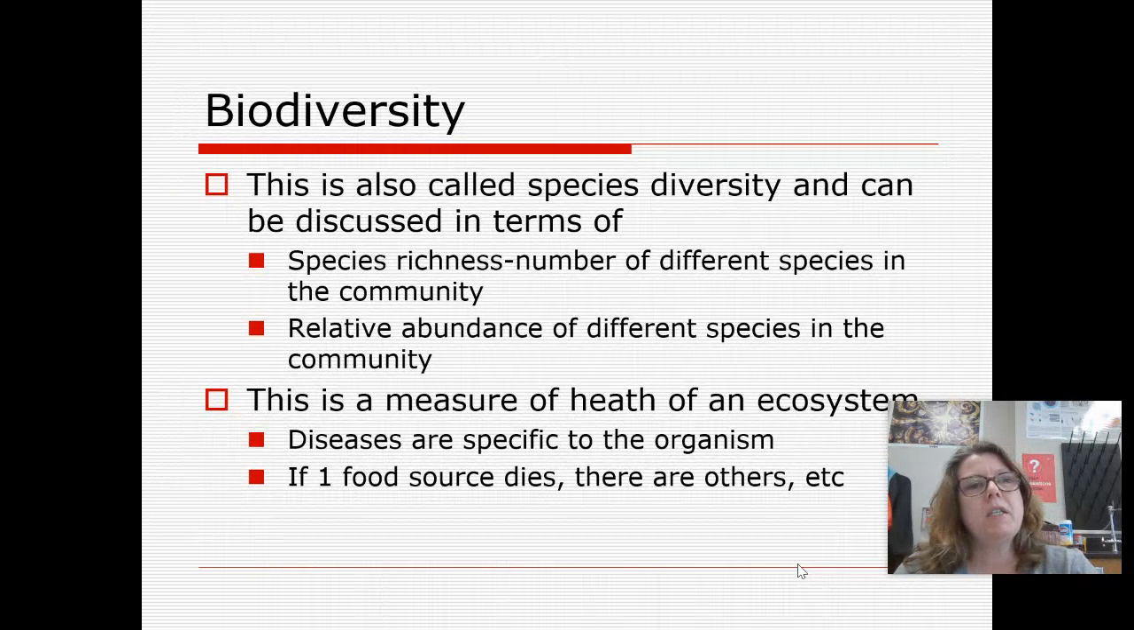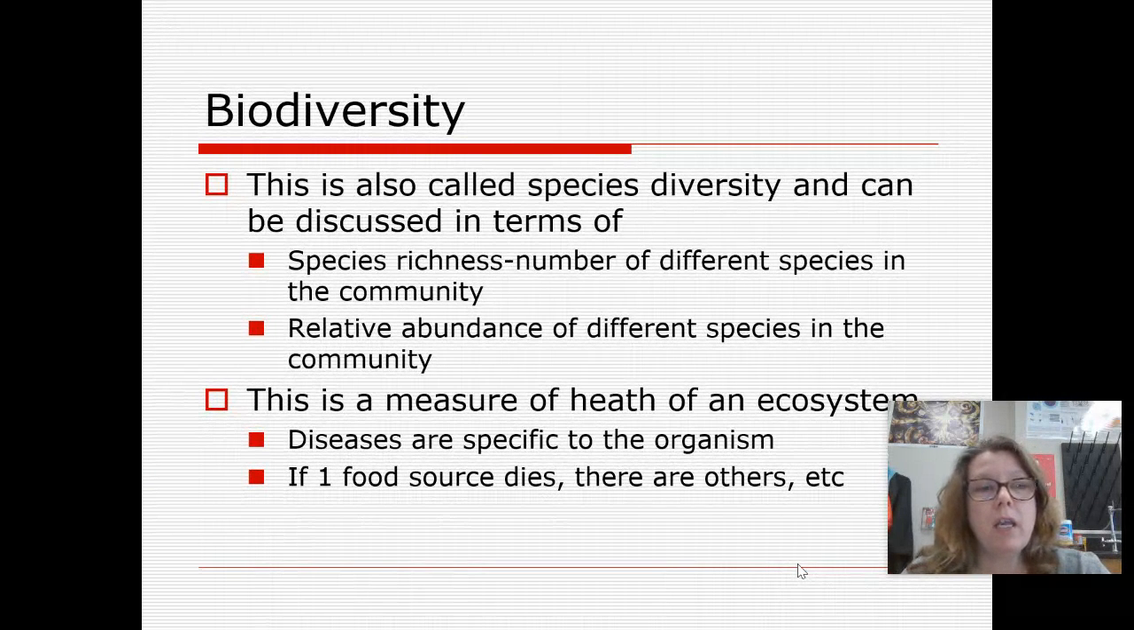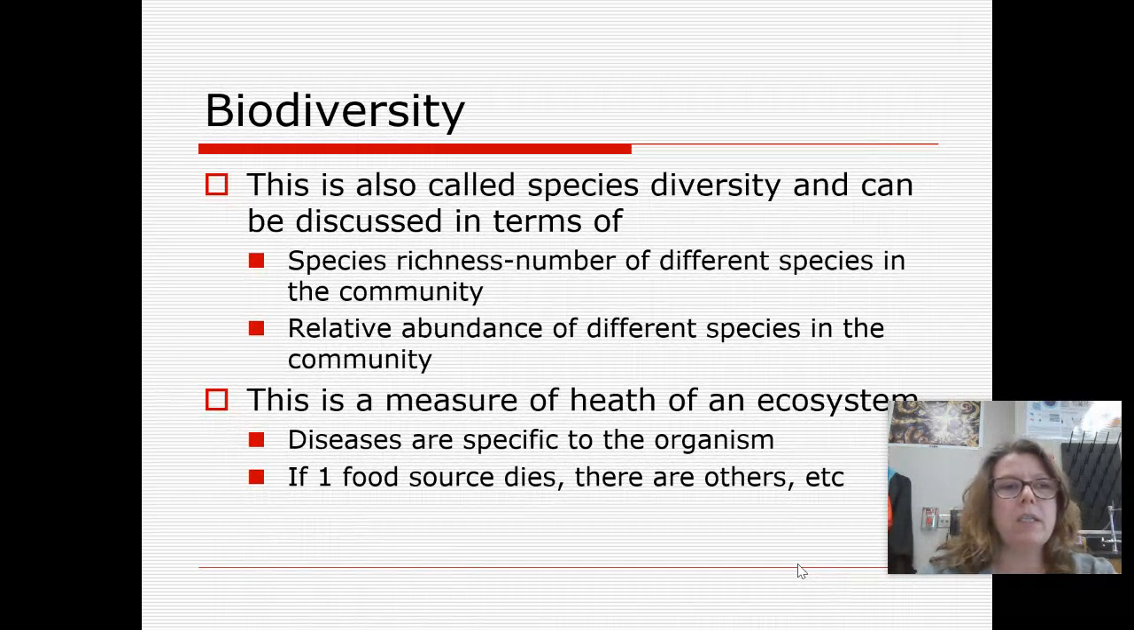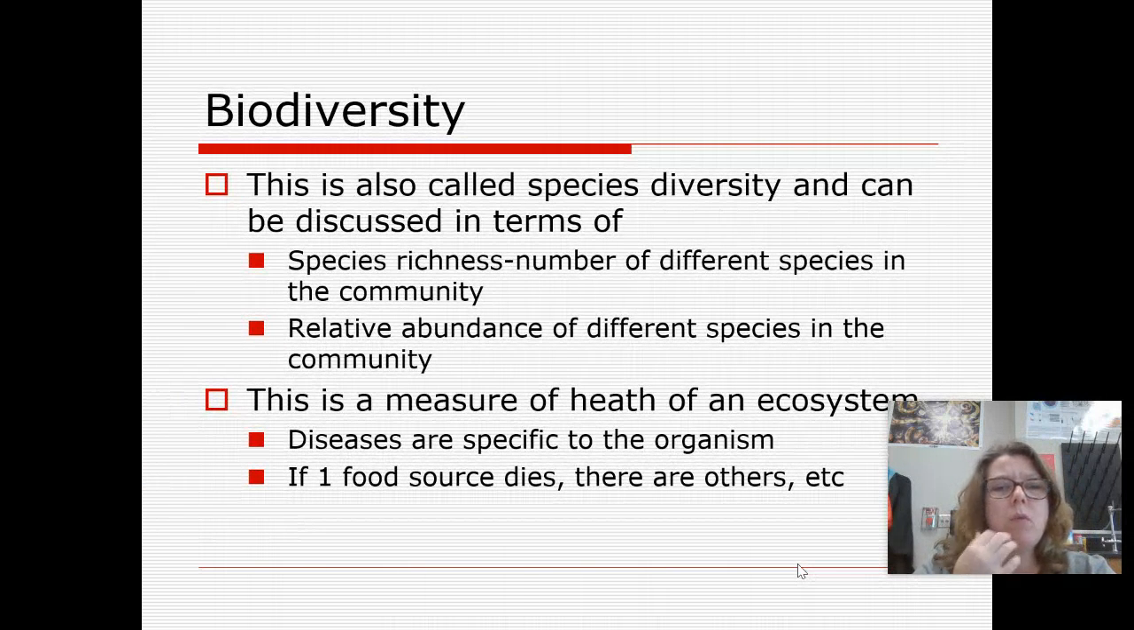So species richness is the number of different species in the community, but you also have relative abundance. So you can have an area that's very biodiverse in species richness because it's got a whole bunch of different species, but it's got relatively few numbers of each species. Which means it's fragile in that if something happens to wipe out one of those species, then it really reduces the species richness. With small numbers, it's really easy to wipe out an entire species. But in general, we look at biodiversity as a measure of health of the ecosystem.